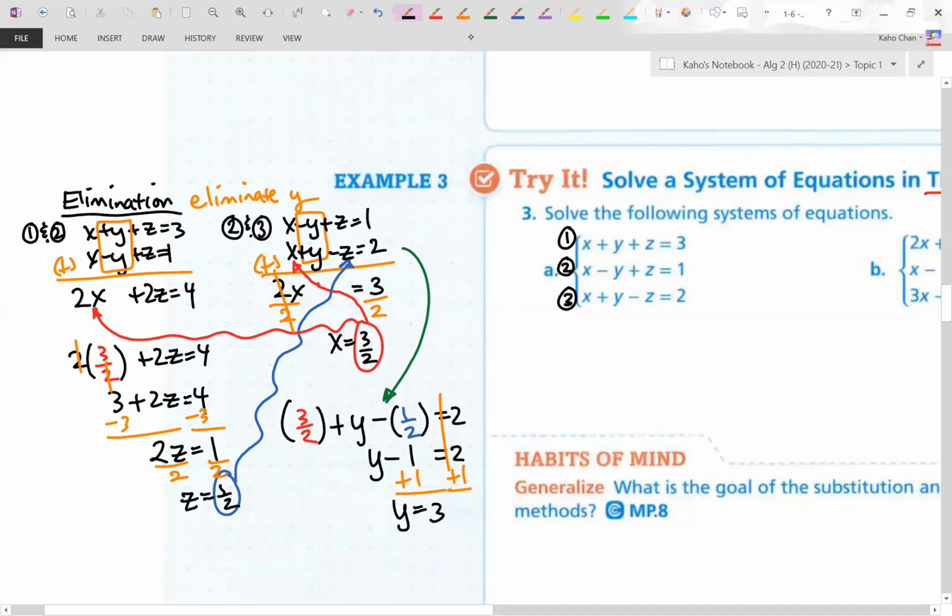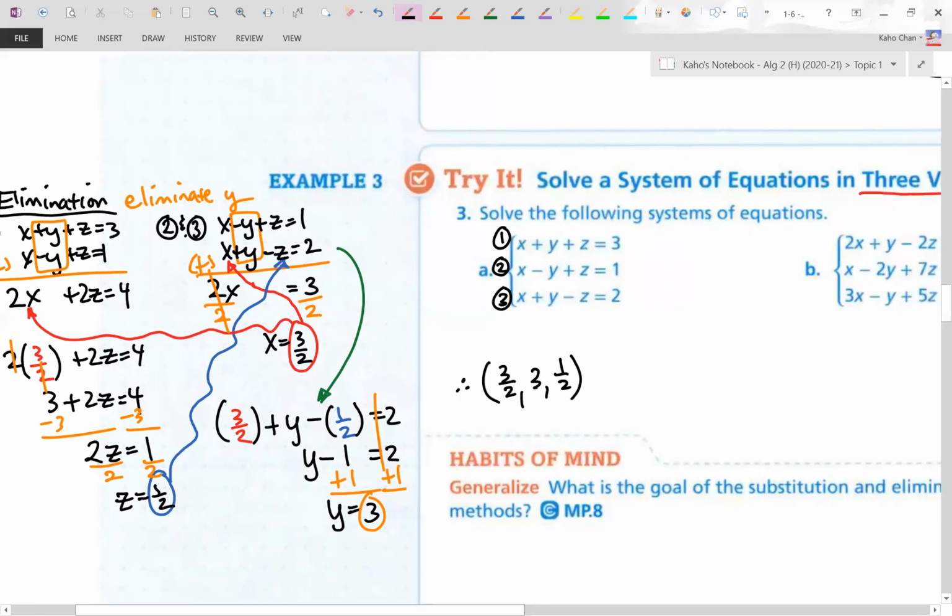We're finally done. When you get an answer, be very careful. Put it in alphabetical order, x, y, and z. We have 3/2, comma, 3, comma, 1/2. Now remember that answer, okay? Remember that answer. We're going to check with the Desmos app.